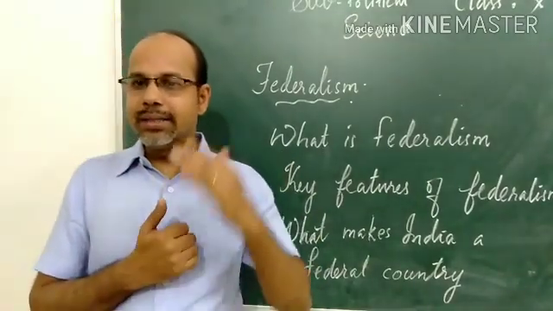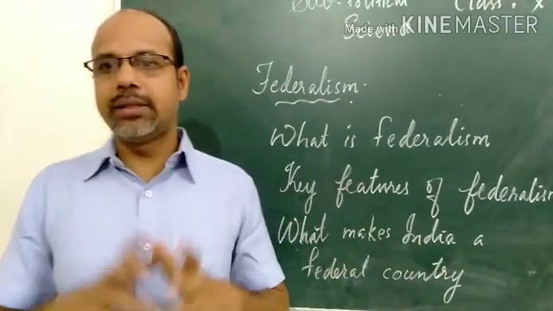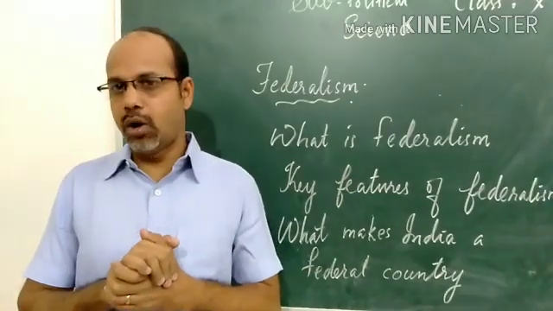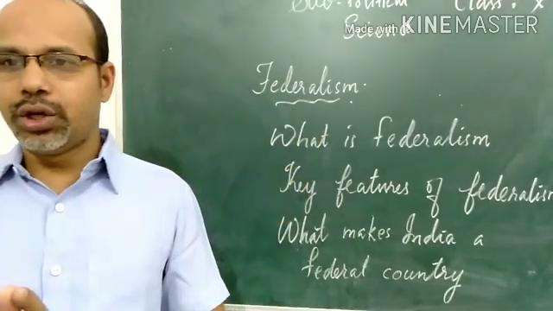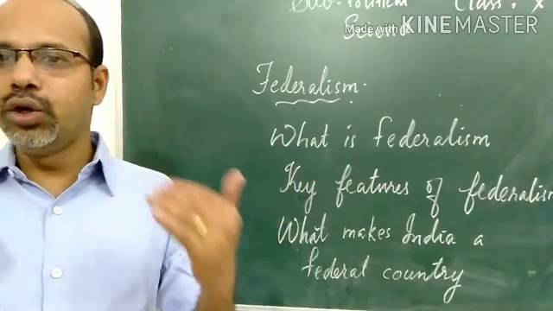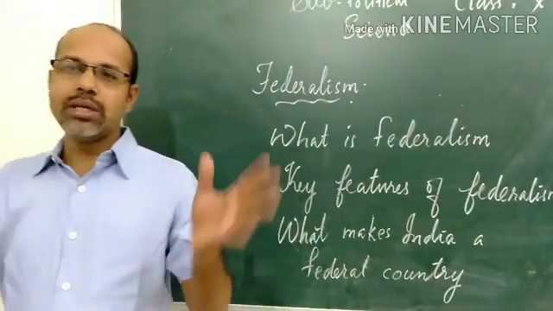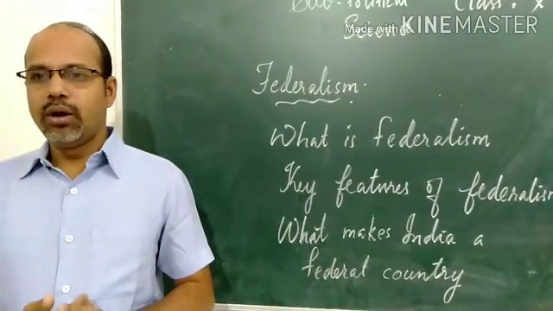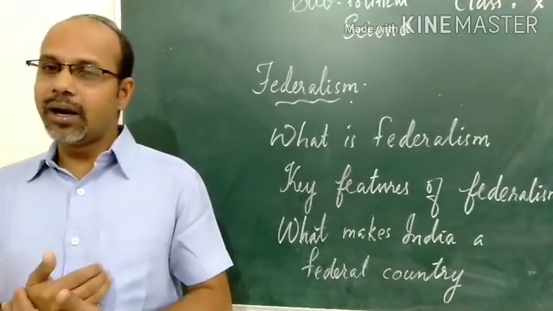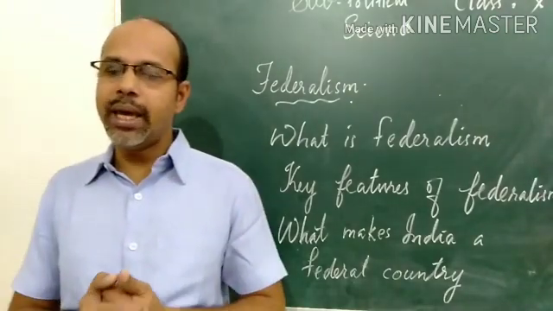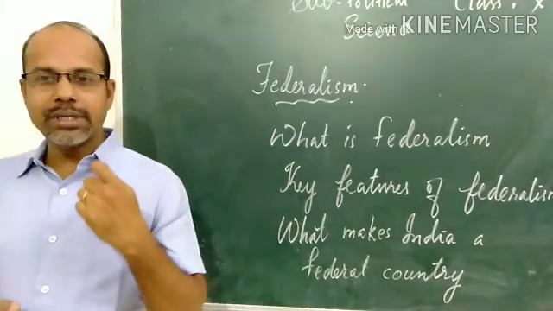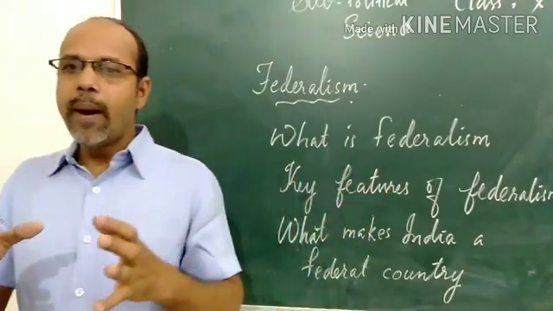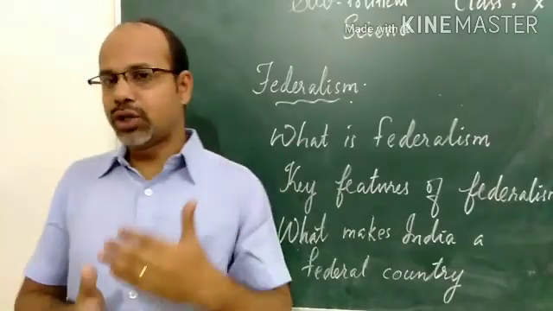Now coming to the third list, the concurrent list. What is the concurrent list? It includes subjects of common interest for both the union government and state governments, such as education, forest, trade unions, marriage, adoption and succession. These all come under the concurrent list. For example, education. There is a state policy and also a central government policy. Every state has its own state board schools also, so related to the state, they can function accordingly.